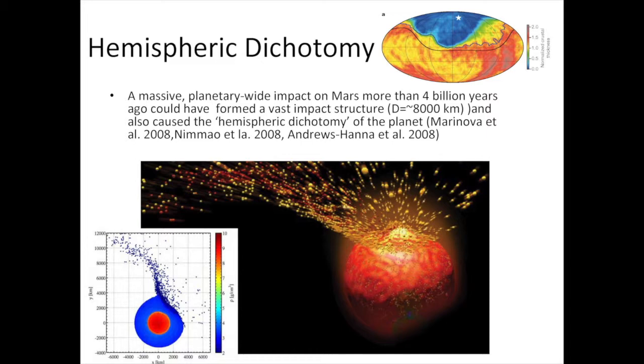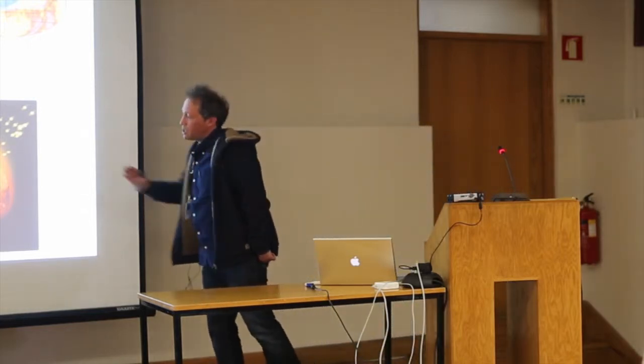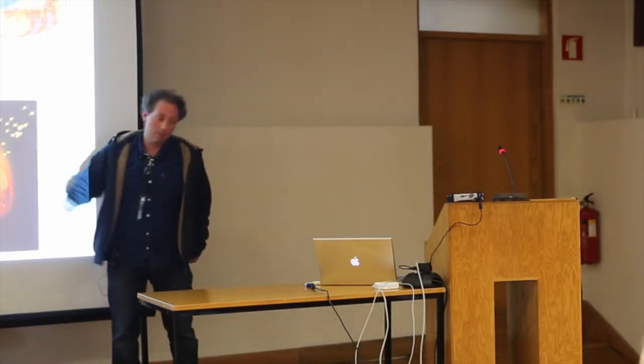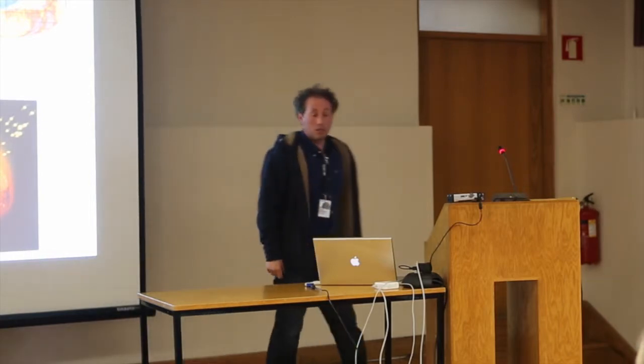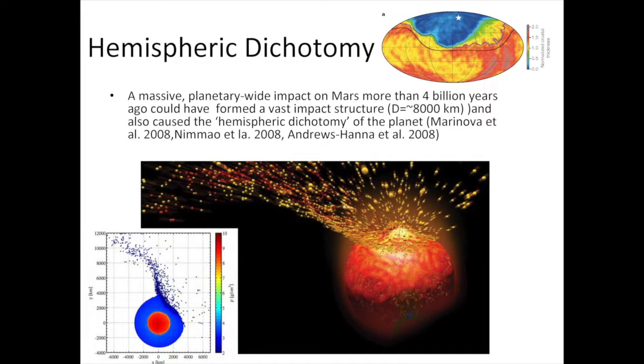This dichotomy is actually the difference in crustal thickness between the northern and the southern hemisphere of Mars. And so, a large impact that took away almost half of the planet. And this is, of course, a theoretical suggestion, a hypothesis. And there are also other hypotheses for this hemispheric dichotomy.